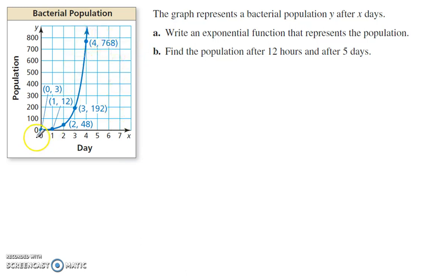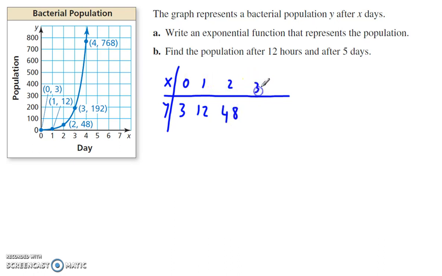All right, here we have an example, bacterial population. The graph represents bacterial population y after x days. Write an exponential function that represents the population. Okay, now I'm going to use these numbers here to make a table. Okay, so I have x and y. I'll make a table. I have 0 for x, 3 for y, 1 and 12, and then 2 and 48, and 3 and 192. And I could write the fourth one, 4 and 768. I might not need it.